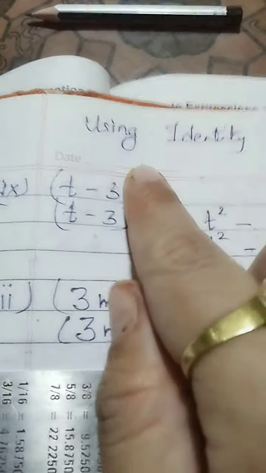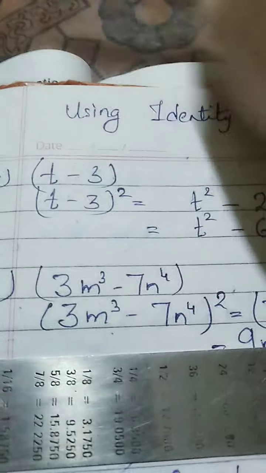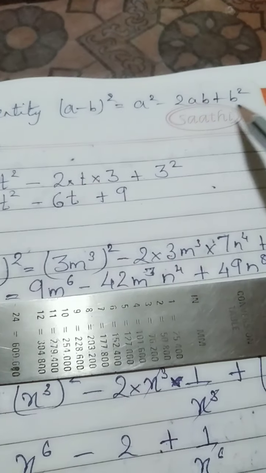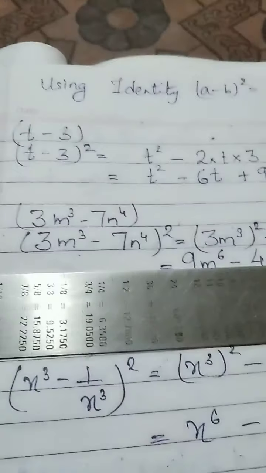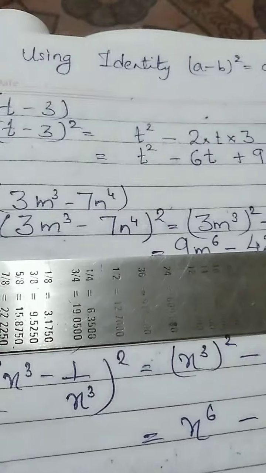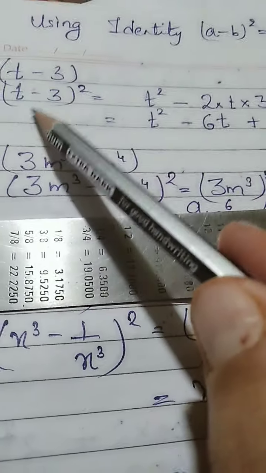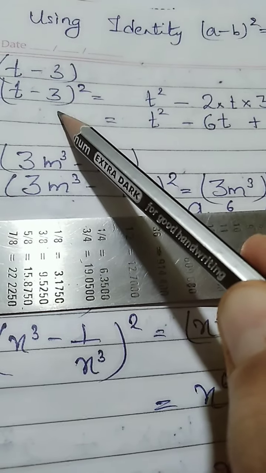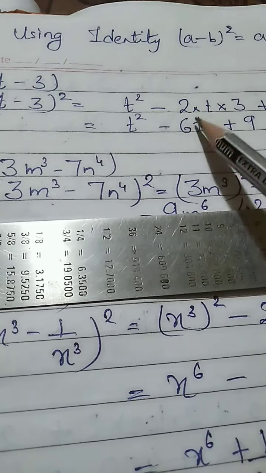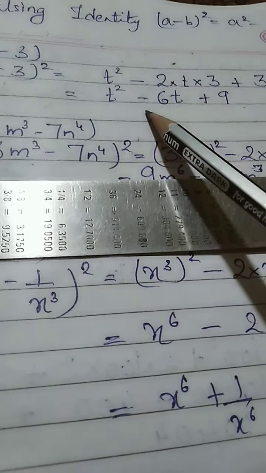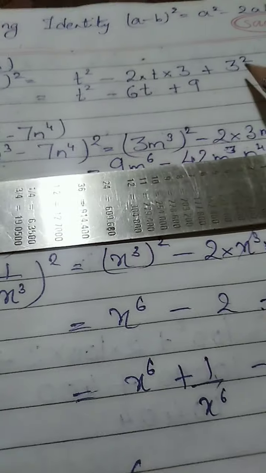Now I will come to the 9th question, that is (t minus 3) whole square. Now here it is minus, so which identity will we be using? (a minus b) whole square: a square minus 2ab plus b square. Again I am telling you, you have to write the identity with every question. In place of a you have t and in place of b you have 3. So a square minus 2ab plus b square: t square minus 2 times 3 is 6, so 6t, plus 3 square is 9. So this is your answer.